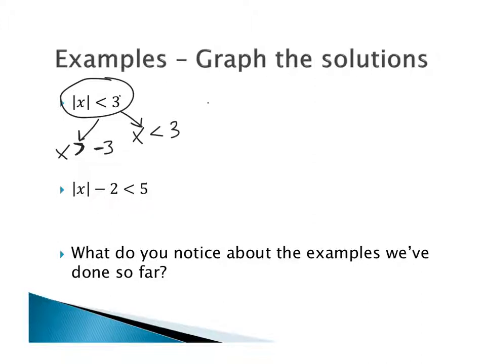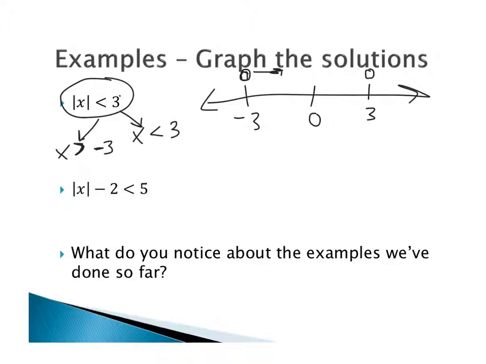Just like we did on the last one, to graph this, we're going to go 0, 3, -3. These are going to be open circles, and greater than -3 is going to be this way, and less than 3 is going to be this way. So these two things run into each other, and so my solution is just all the numbers between -3 and +3.